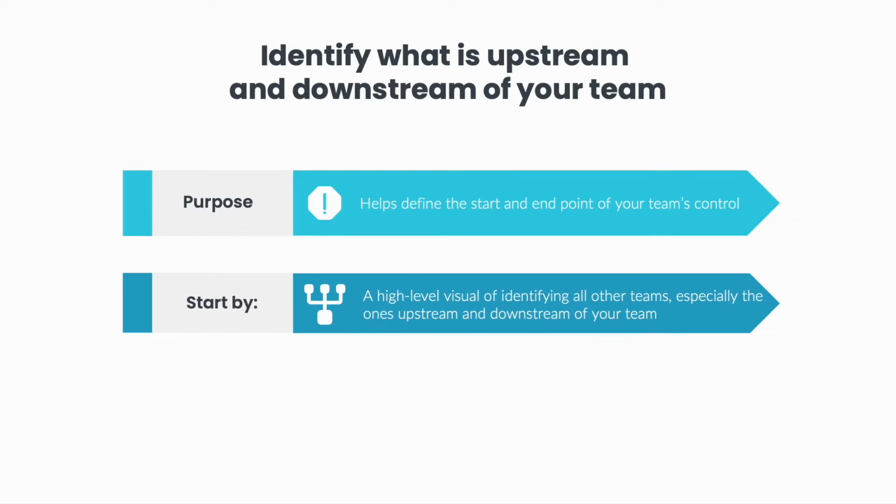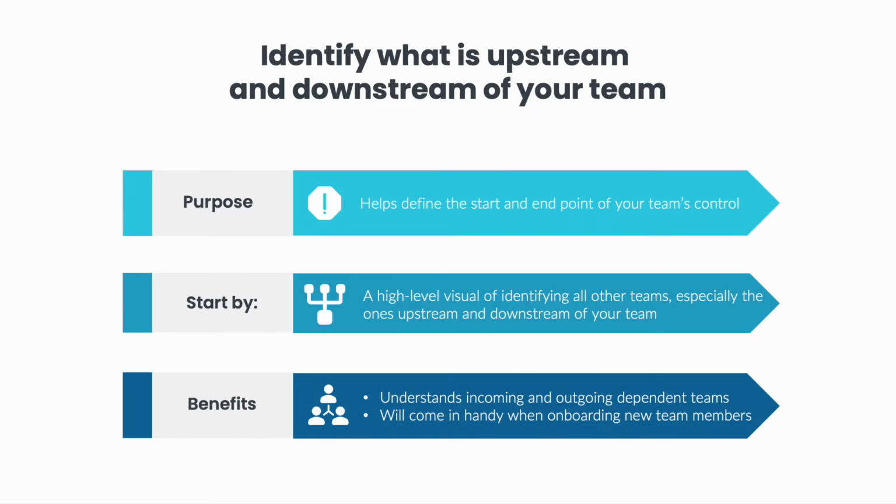My recommendation is you start first with a high-level visual of identifying all other teams, especially the ones upstream and downstream of your team. This part might be considered optional by some people, but I found this part to be very helpful for making sure everyone understands the teams that your team is dependent on and the other teams that might depend on you. Plus, documenting this part will come in handy when onboarding new team members.